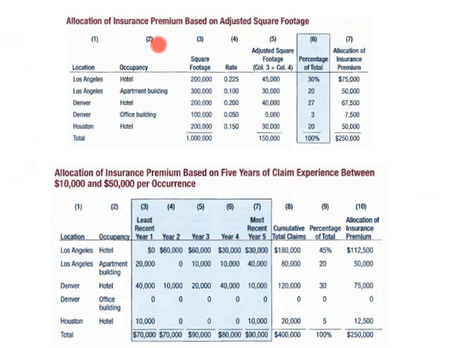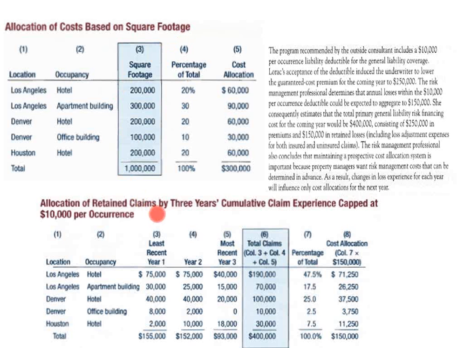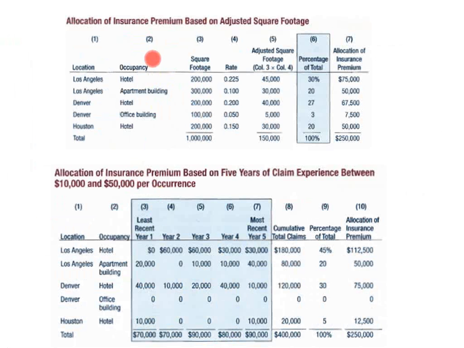Now what they're doing is saying, well, let's allocate the insurance premium. So before, this is the claims we've actually had. Now what they're looking at is, well, let's allocate the insurance premium. So this is a different aspect now. Now we're talking about insurance premium. So on here now, we say, okay, the square footage, which we had before, and the rate. This is the rate that they came up with. It's not part of the calculations necessarily.